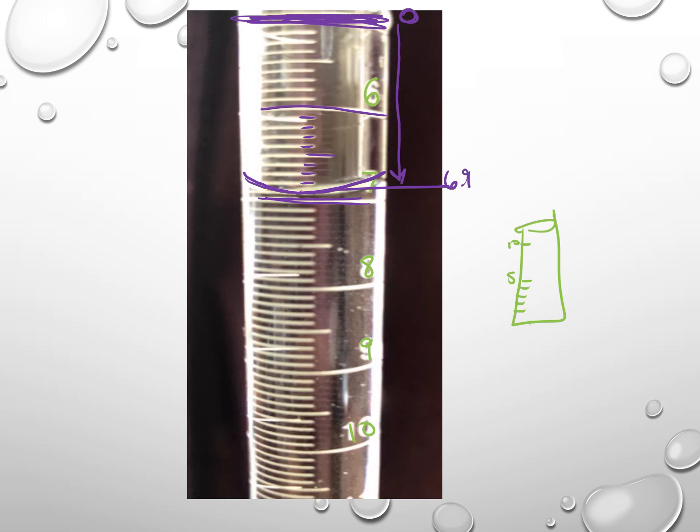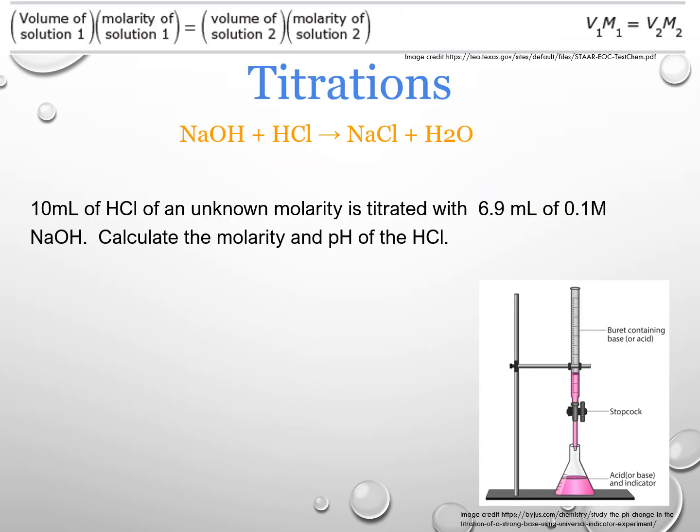So we went all the way down to 6.9 milliliters. That means that 6.9 milliliters was dripped out of the burette and put into the flask under the burette. So just be careful, make sure that you're reading down, not up. Good? All right. So let's look at some data from our titration.